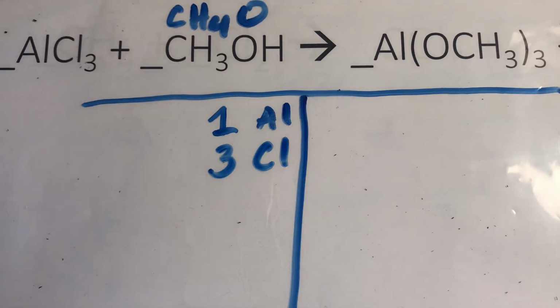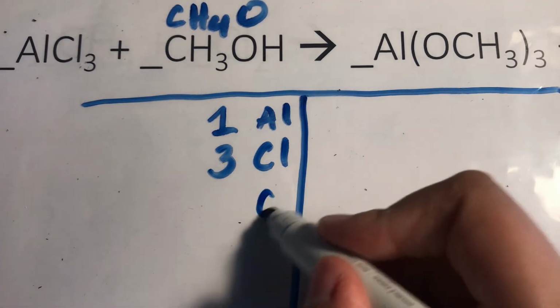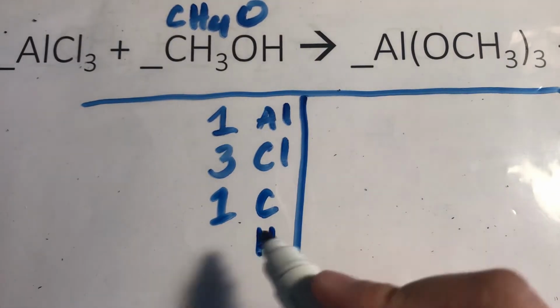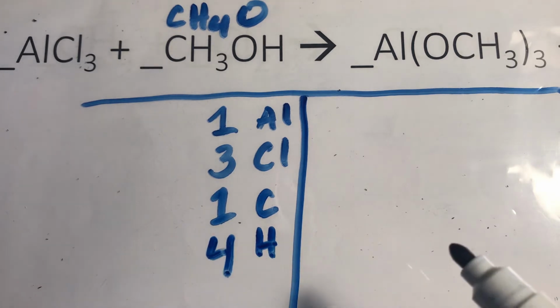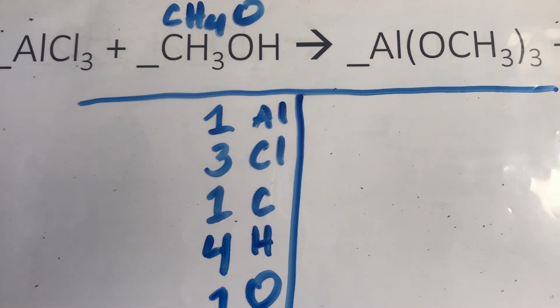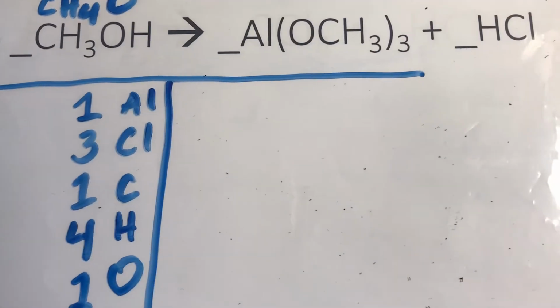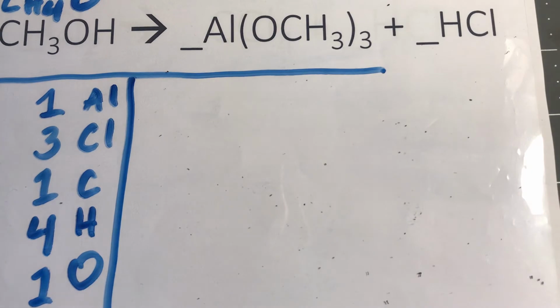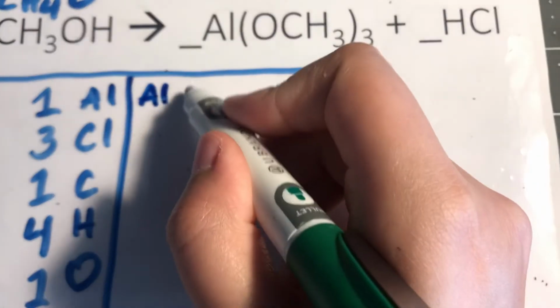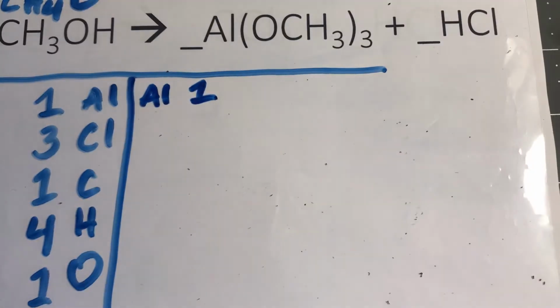And then we have our carbon, which we have one of. We have our hydrogen, in which we have 4 of those. And then we have our oxygen, in which we have just one of them. We're going to do the same sort of bookkeeping with our products. So we have aluminum also on this side. We only have one of them, so that matches.